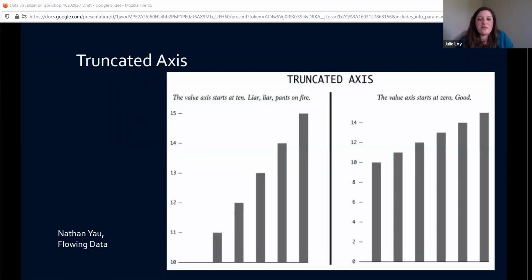So this one, and a lot of these examples are coming from Nathan Yau, and he has a great website too. I can probably put it in the chat as well. So, truncated axes. Let me go to full screen.